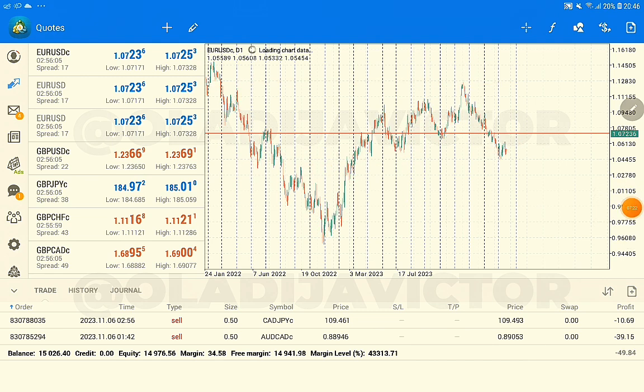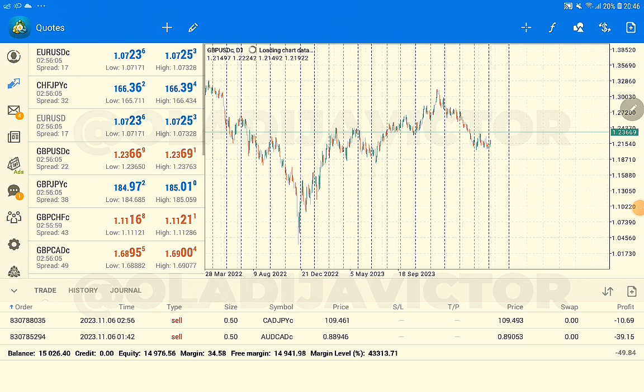Before I leave here, let me show you one more chart. GBP USD, Great British Pound, United States Dollar. Let me show you one more chart. Let me use a smaller time frame so that it will be easy to talk about. GU.